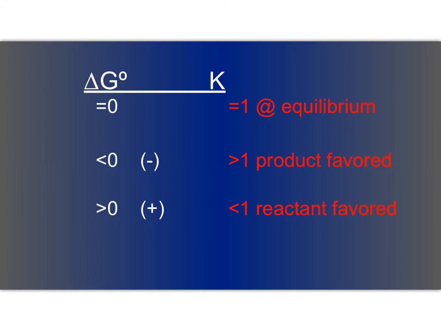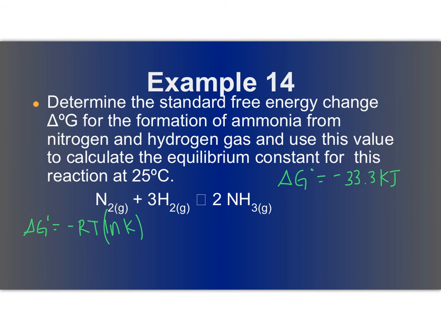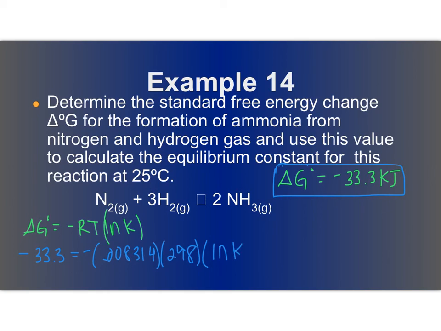Example 14 is asking us to calculate the equilibrium constant for the formation of ammonia. And in order to do this, we must know the free energy change. I am actually going to give that to you. It is in the blue box. We can now substitute that in to our equation. Remember that the R value has to be in kilojoules, so we're going to switch it to 0.008314. Temperature has to be in Kelvin, and we are going to be solving for the natural log of K.